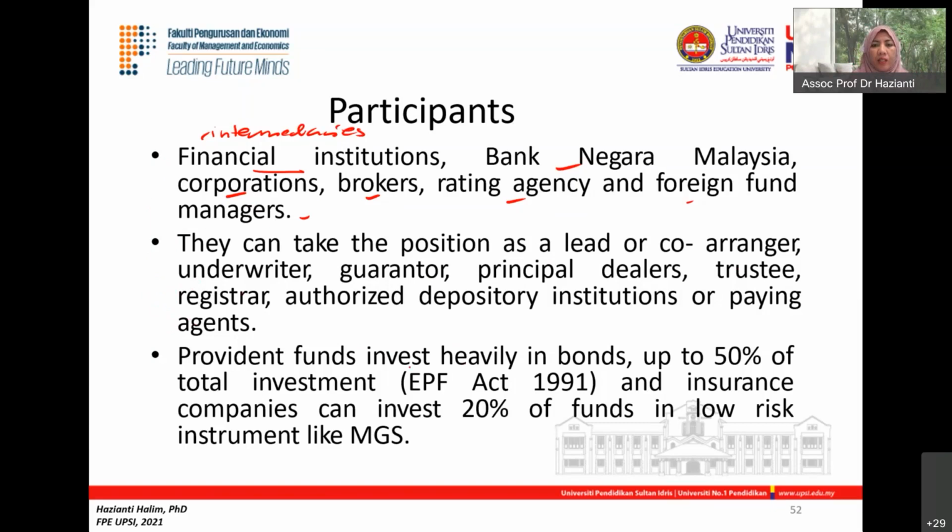All right. And we can see the provident funds. In Malaysia we have EPF, we also have Tabung Haji, and institutional investors. They invest heavily in bonds, up to 50% of total investment, for example for EPF, and also insurance companies. So in our bond market in Malaysia, all these financial intermediaries such as EPF invest a lot in our bond market.